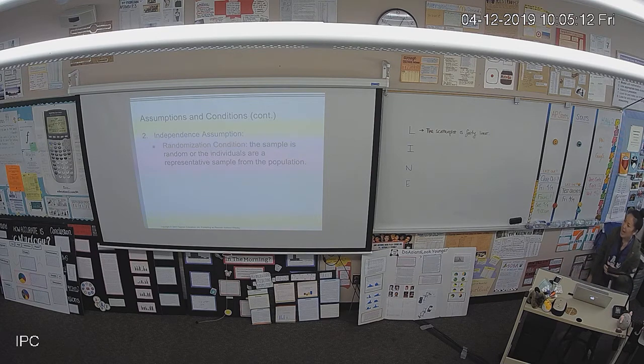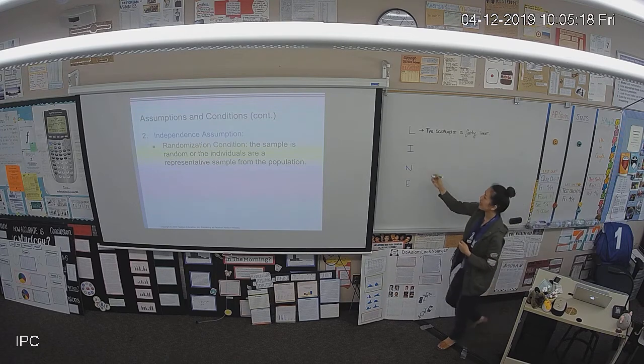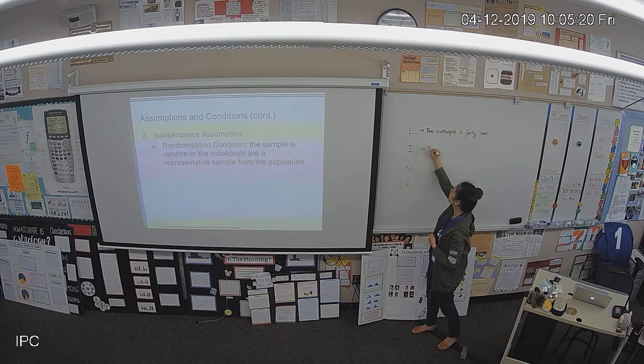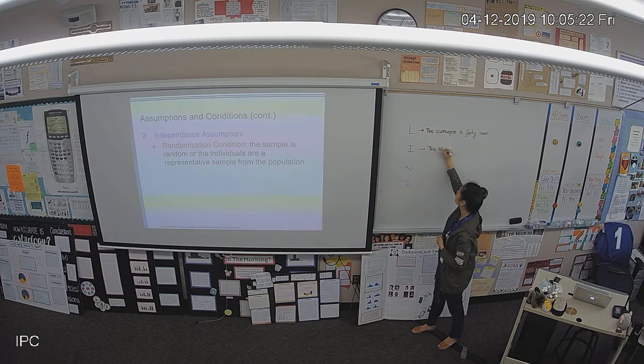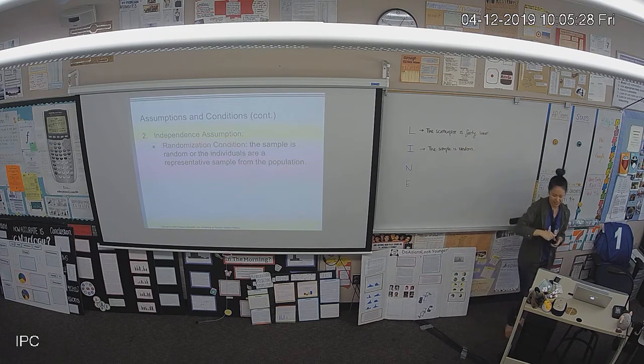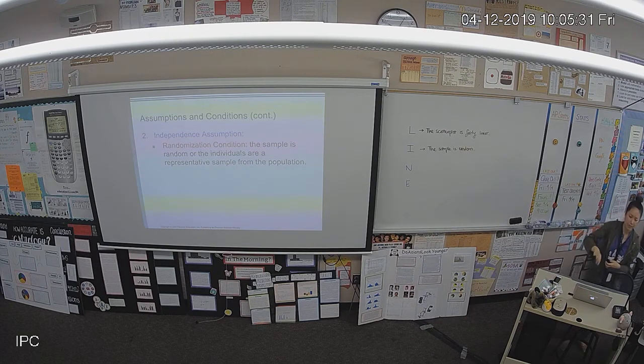The second condition is called the independence condition. You'll see why later. But basically, this is random sample. The sample is random or assumed random. So we still need to check that, making sure that there's no bias, that it is representing the population. We're going to call this the independence assumption.